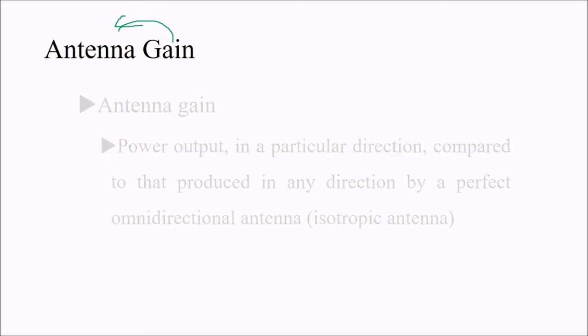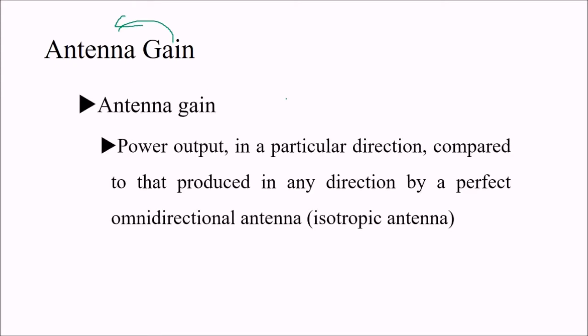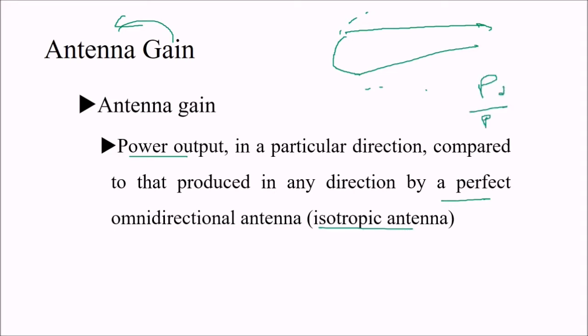What is antenna gain? What gain is associated with an antenna? See the power output. If this is an antenna, it can radiate the power in any direction. But what if it is capable of radiating in a particular direction? The power output in a particular direction compared to that produced by a perfect omnidirectional antenna, that is the isotropic antenna. The power in a certain direction divided by the power from the isotropic antenna. This is the antenna gain.